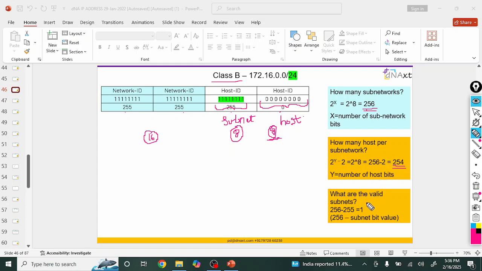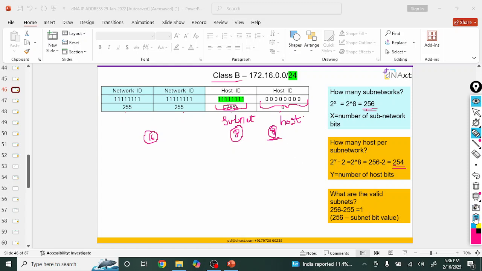Okay, what will be the increment? The formula is 256 minus subnet bit value, and the subnet bit value over here is 255 because we have borrowed all the 8 bits of the third octet. So the subnet bit value is 255 over here, and hence the increment is of 1 in the third octet.